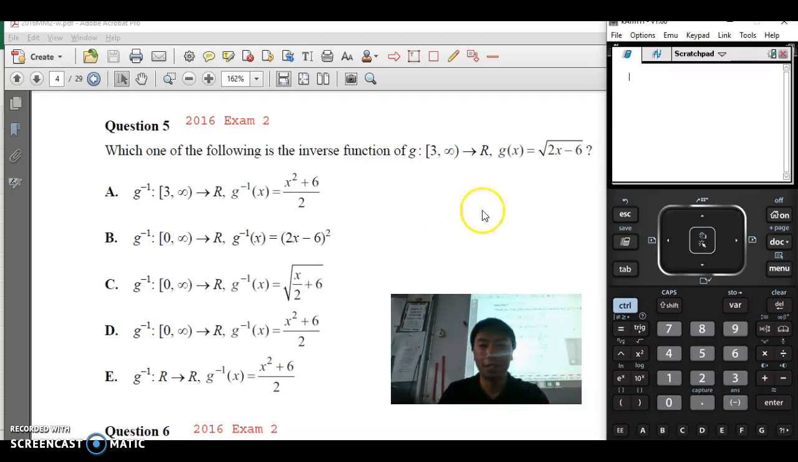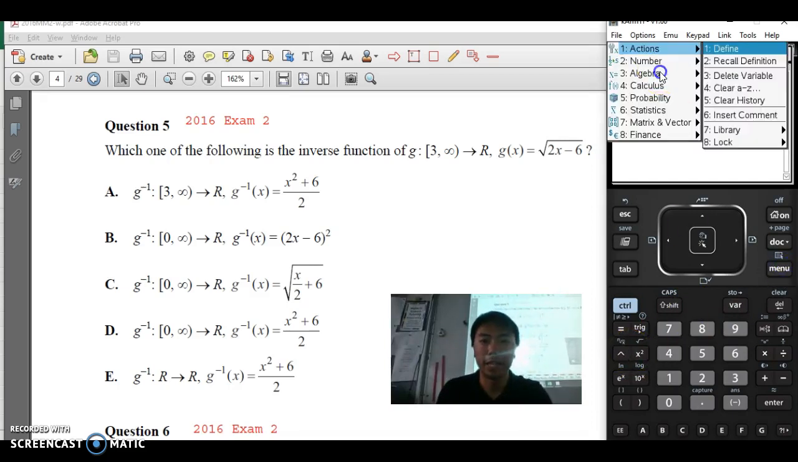All right, so this is 2016 exam 2, question 5. You define the function. Where do you find define? You can type it in, or you can go to menu, then action, and then define. Menu, action, define. Got it.